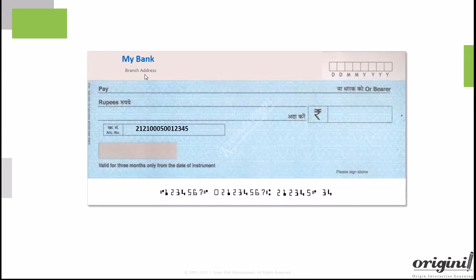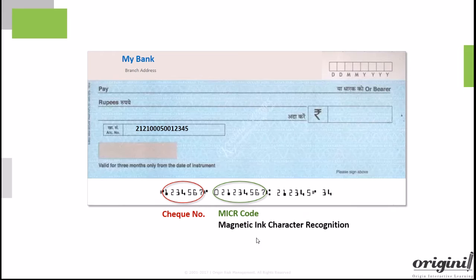One can see the name of the bank and the branch address where one holds the account, as well as the account number. This could be savings or current account number. There is a check number and the bank's MICR code, which is a 9-digit number. MICR stands for Magnetic Ink Character Recognition. MICR code enhances security of transactions.